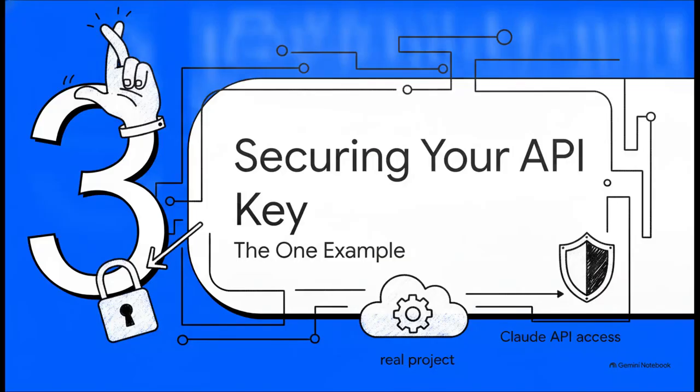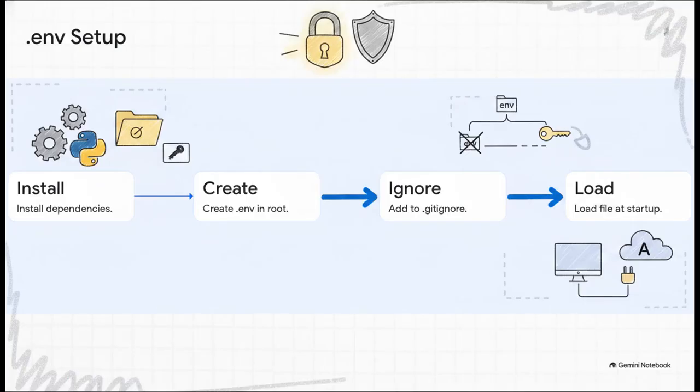Okay, let's dive into this next part. Section 3, securing your API key, and the one example you absolutely need to follow. Listen, hard-coding your API key directly into your source code is a massive security risk. Instead, you're going to want to follow this strict 4-step Python pattern to keep things locked down.